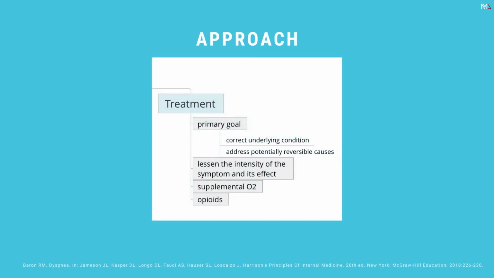For treatment, the primary goal is to correct the underlying condition and address the potentially reversible causes. If this is not achieved, the goal is to lessen the intensity of the symptom and its effect on the patient's quality of life. Supplemental oxygen is given if the resting oxygen saturation of the patient is less than or equal to 88%, or if it drops to this level with activity or sleep. And opioids may also be considered based upon the risk-benefit profile to reduce symptoms of dyspnea.